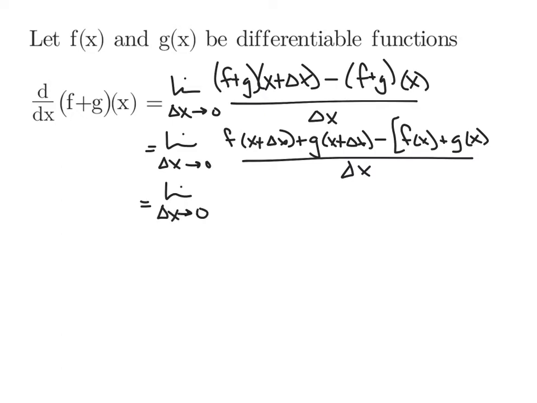I'm going to put the f's together. So we'll have f of x plus delta x, and then subtract off f of x. Then we'll have the g's together, g of x plus delta x, and subtract off the g of x.